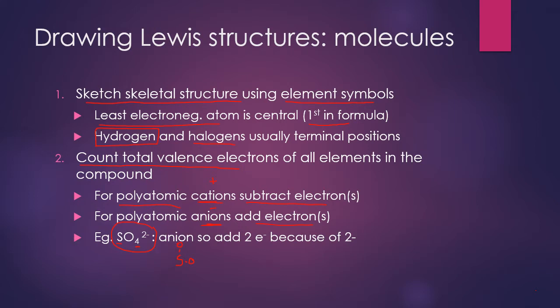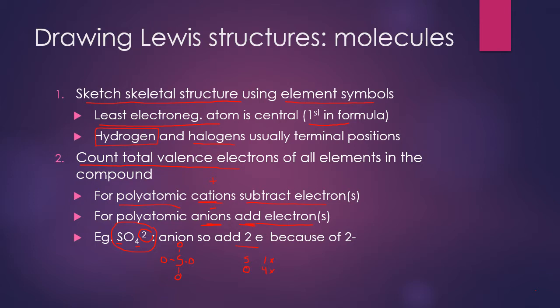Now when I'm counting the valence electrons, I want to take into account that there's 1 sulfur and 4 oxygens, but I also want to take into account this charge. Since it's a negative charge, I'm going to add that number of electrons. In this case, a -2, so I'm adding 2 extra electrons to my overall valence electron count. So how many atoms of sulfur do I have? Just 1. How many atoms of oxygen? 4. Then I'm going to take the number of each and multiply it by the valence electrons that they contribute.